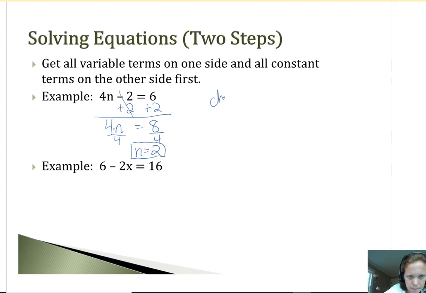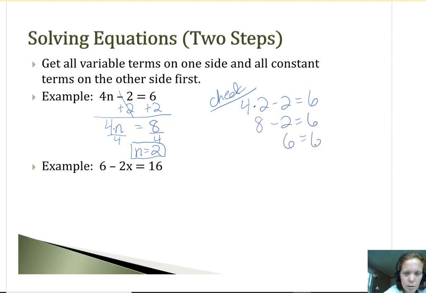Let's do a check. We can always check our answers, which is nice. We can know if we got the right answer, as long as our checking is correct. So 4 times 2 minus 2 equals 6. 4 times 2 is 8. 8 minus 2 is 6. Yep, as long as the two sides are equal, I'm good.